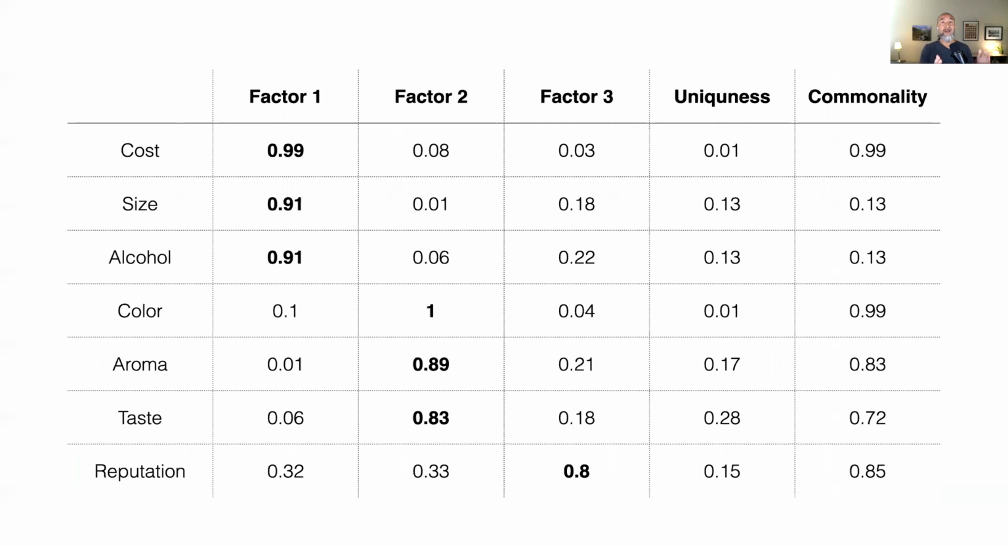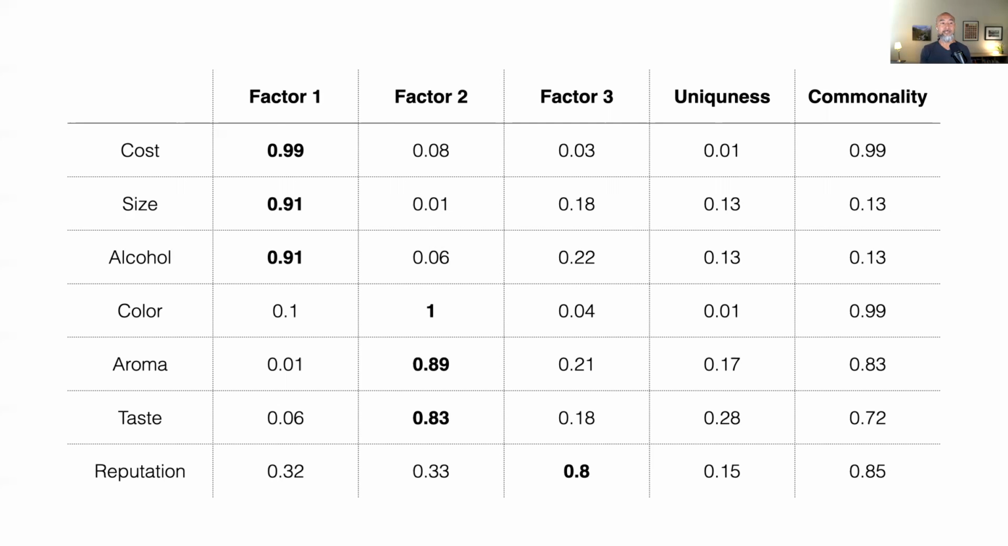Now I switched the rows and columns a little bit. The variables are positioned on the left-hand side in rows: cost, size, alcohol, color, and so on. And the columns are now factor 1, factor 2, factor 3. What this means is I basically created 3 factors, and I try to see the commonality.